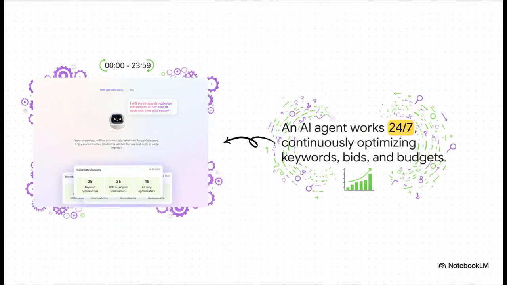Now this right here is the absolute game changer. The AI never sleeps. It's always watching, 24/7. It's adjusting bids, it's pausing keywords that are wasting money, and it's optimizing your ads in real time. It completely solves that Friday afternoon problem. It's always working to get you more for your money.